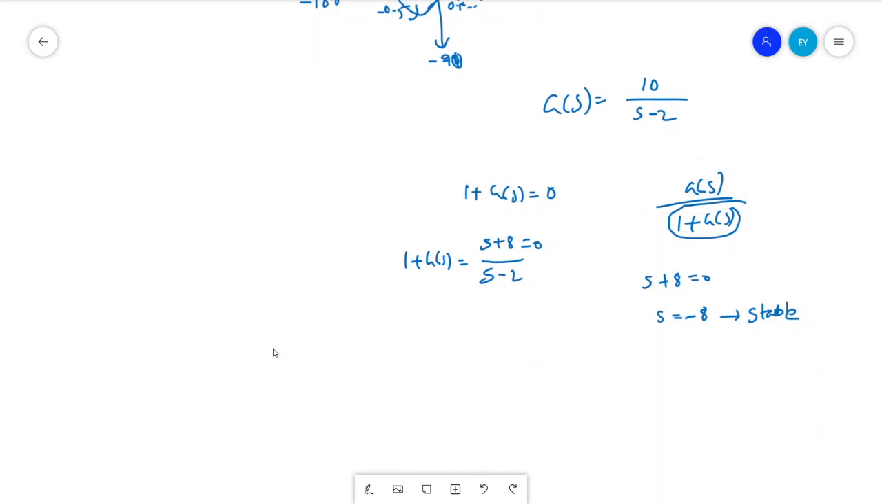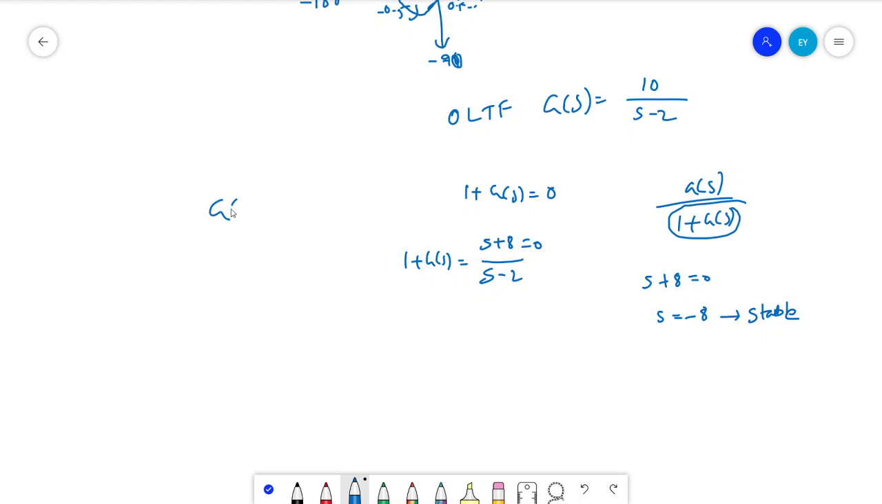Suppose you have a transfer function, g of s is equal to 10 by s minus 2. For this also, consider this as the open loop transfer function. For this open loop transfer function, if you draw a closed loop expression, what is the closed loop expression? It is nothing but g of s by 1 plus g of s. This is nothing but the closed loop equation.